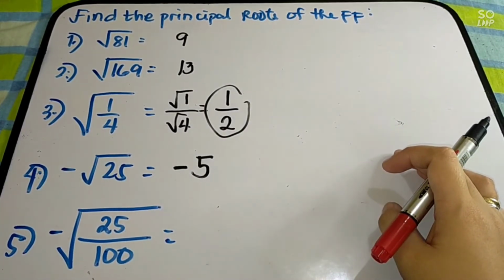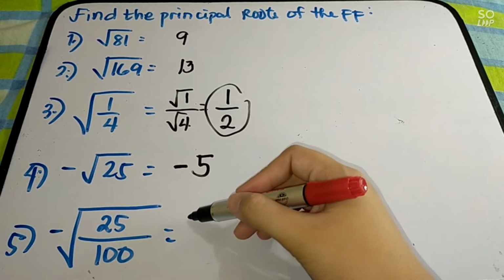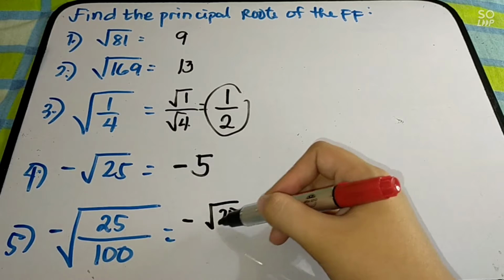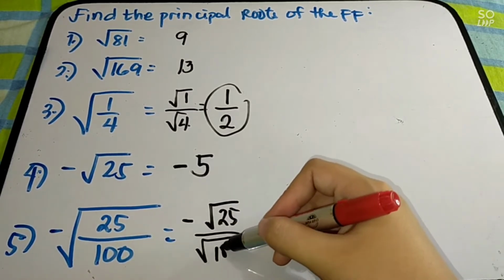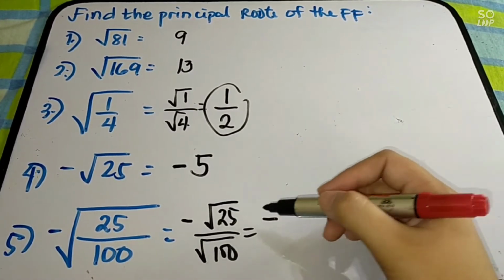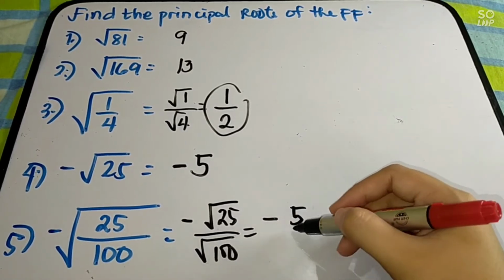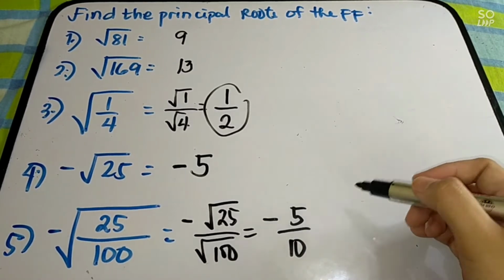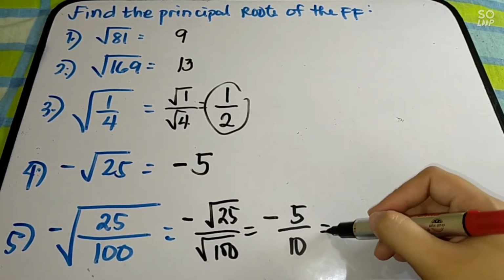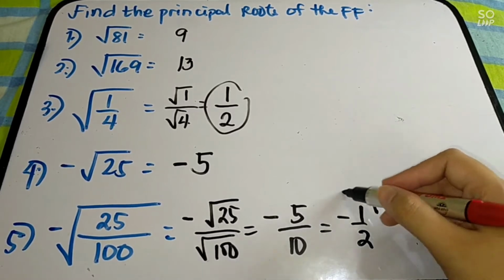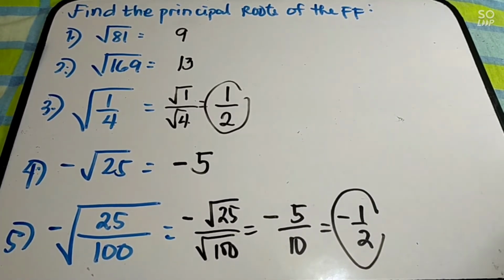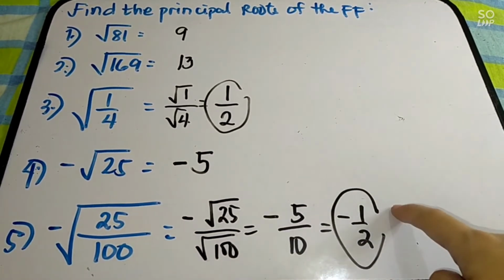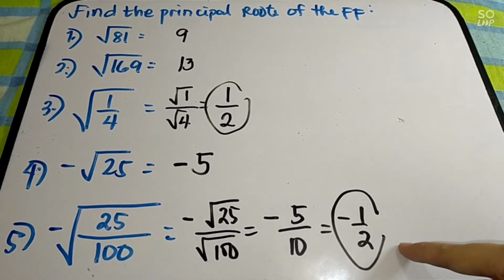Okay? Next tayo, let us have number 5. We have, so negative tayo. So, pwede natin siyang paghiwalayin, square root of 25 over the square root of 100. Negative. Ang square root ni 25, the answer is 5 over ang square root naman ni 100, the answer is 10. Then, we can simplify 5 over 10 as negative 1/2. So, this is now your answer. Bakit negative 1/2? Kasi si 5 and 10 divisible by 5. So, 5 divide 5, diba? The answer is 1. 10 divide 5, the answer is 2.